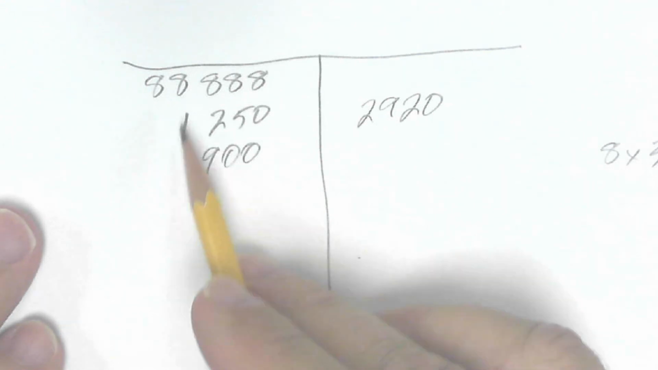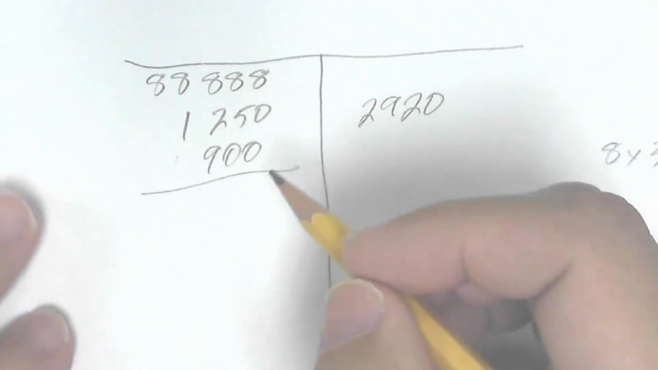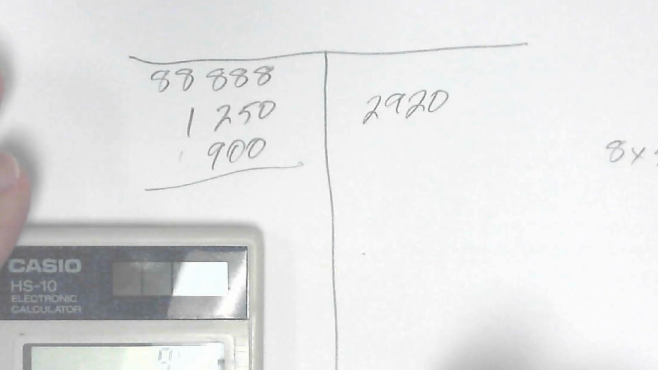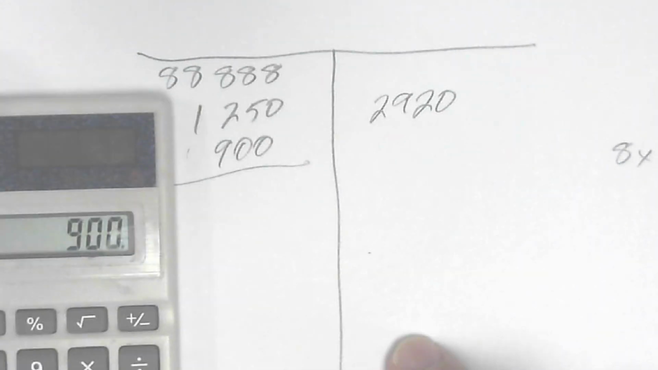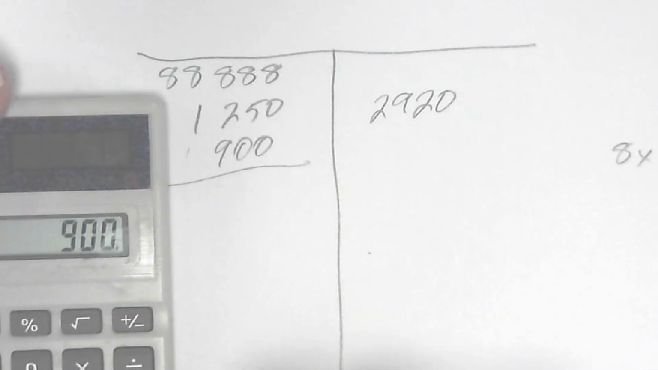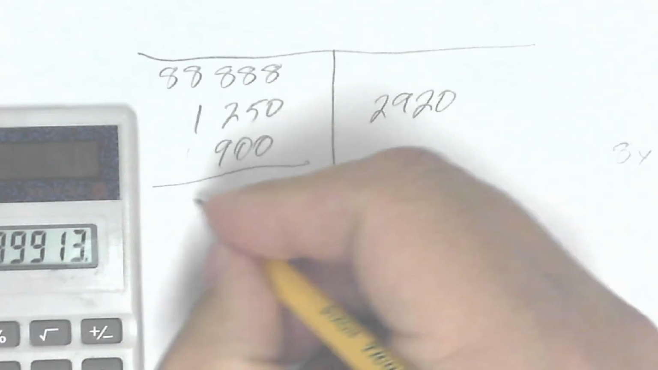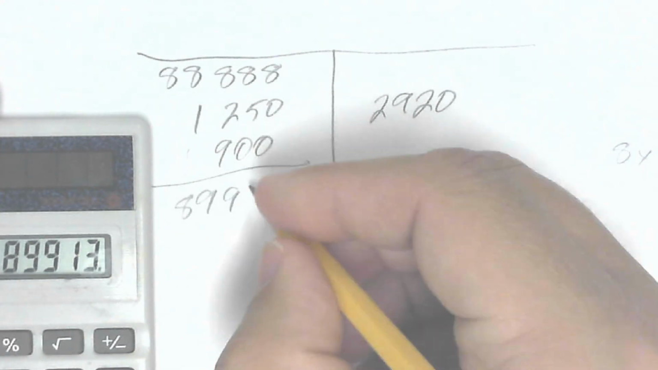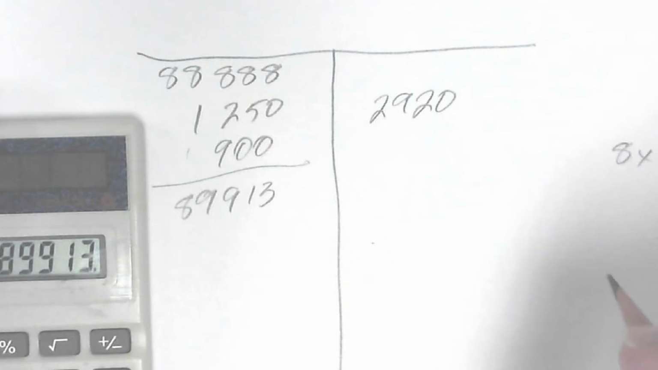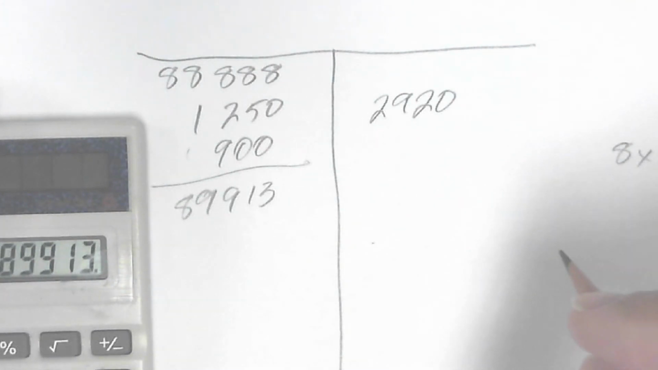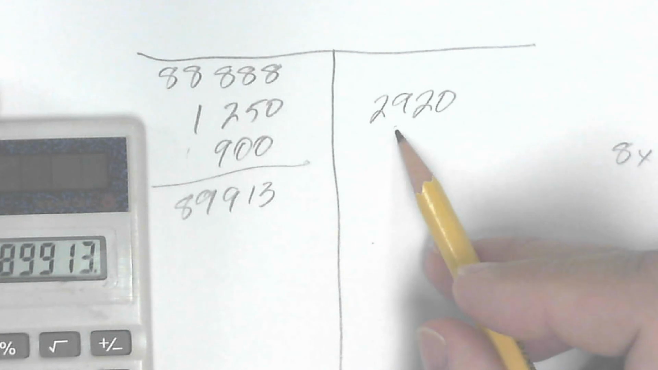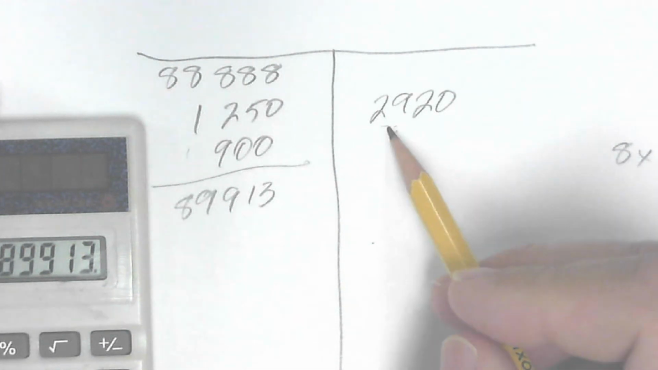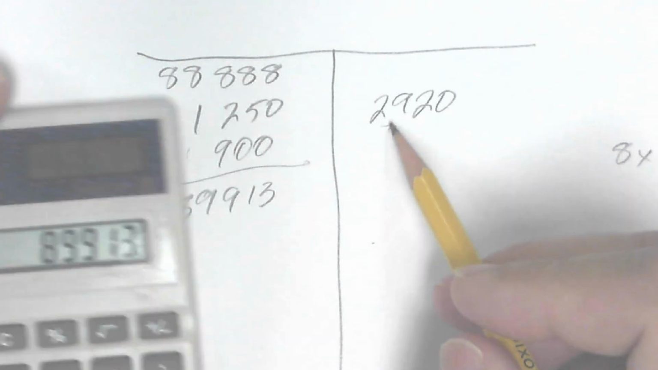So what we're going to do here is add all these up, add these three things up. Try to get out of the glare. Plus 1250 plus 88,888. So that gives us a debit balance of 89,913. And then what we're going to do is just subtract the 2920 from that.